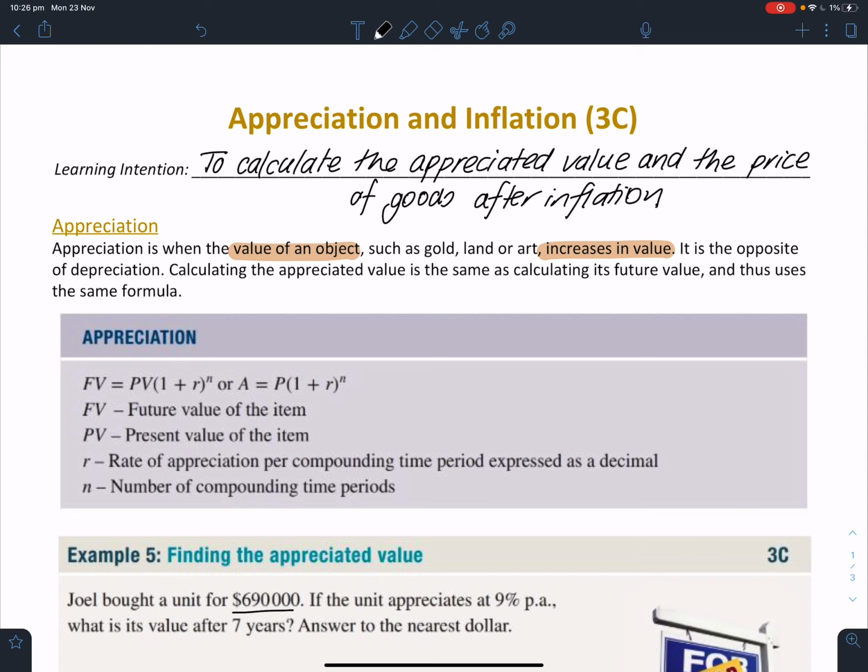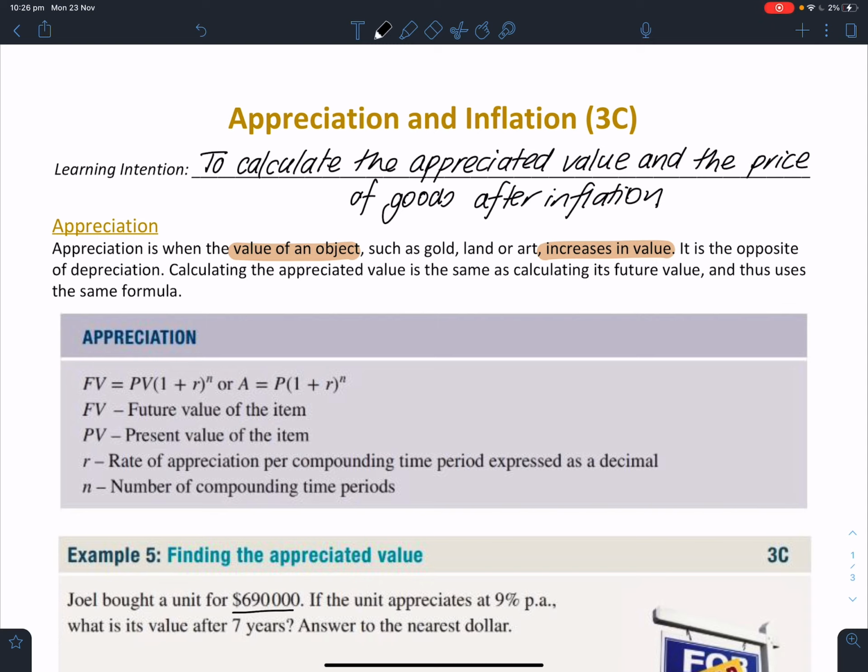Okay. Some things do the opposite. Some things depreciate, like cars. If you purchase a brand new car today and go to sell it in a few years, it won't be worth as much as it was when you purchased it. It'll be worth a significant amount less. And that's depreciation. We will look at that in coming exercises.